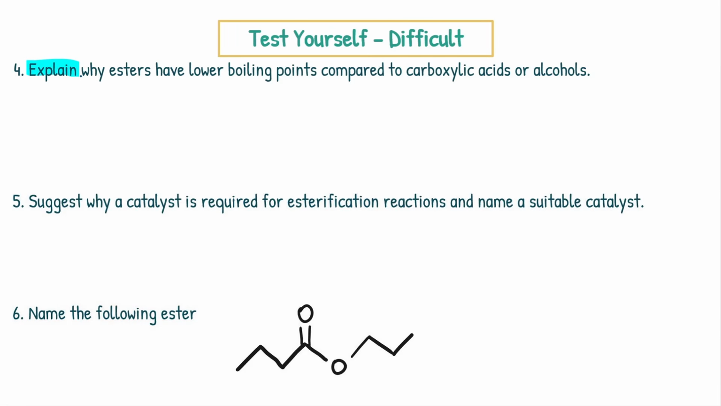I would say esters have lower boiling points compared to carboxylic acids or alcohols, because, you don't really want to start a sentence with because, but here we go. Because they do not have the capability to form hydrogen bonds with each other.